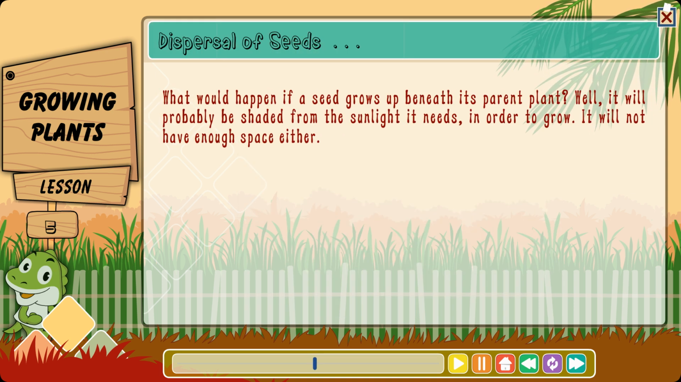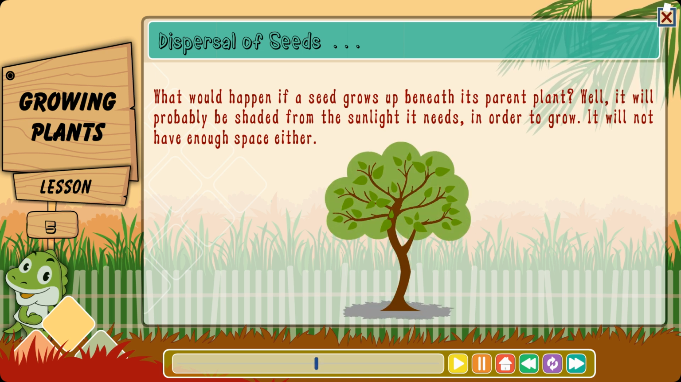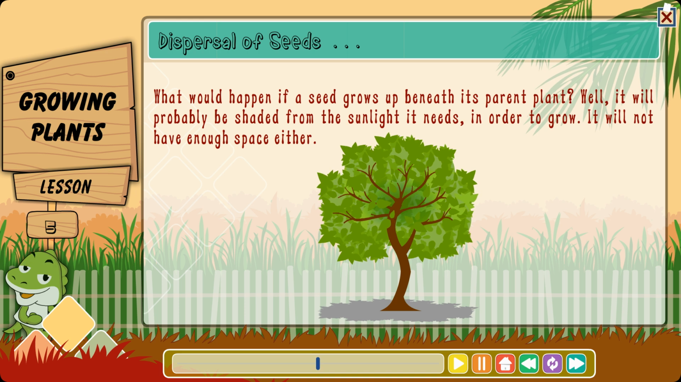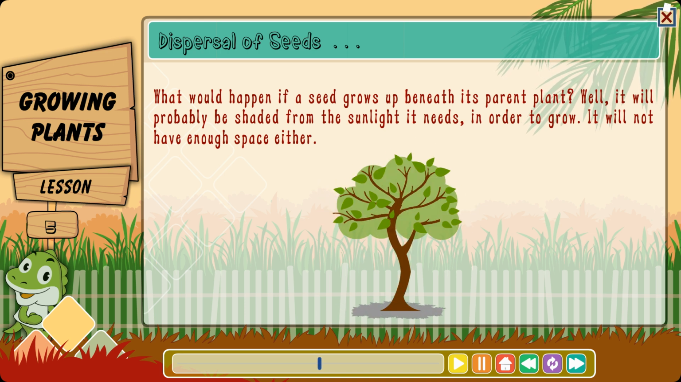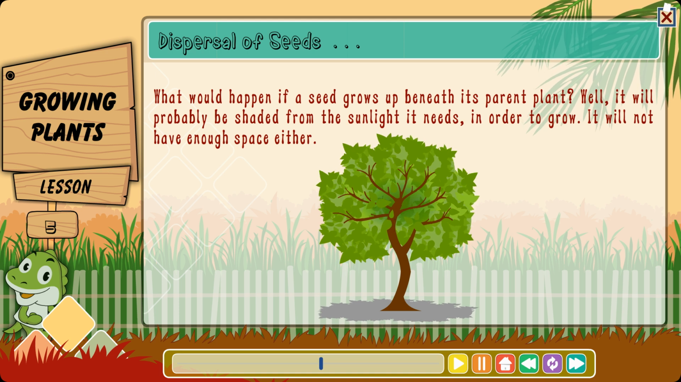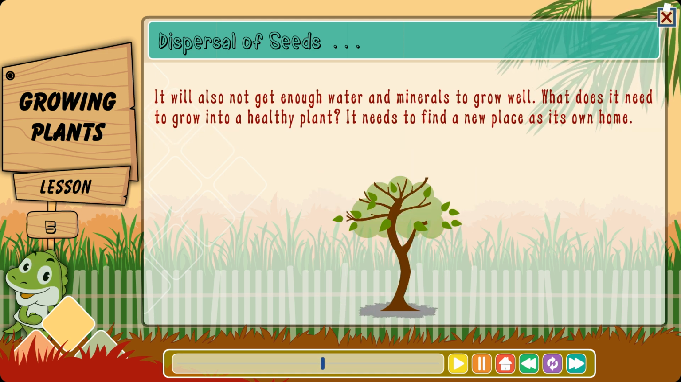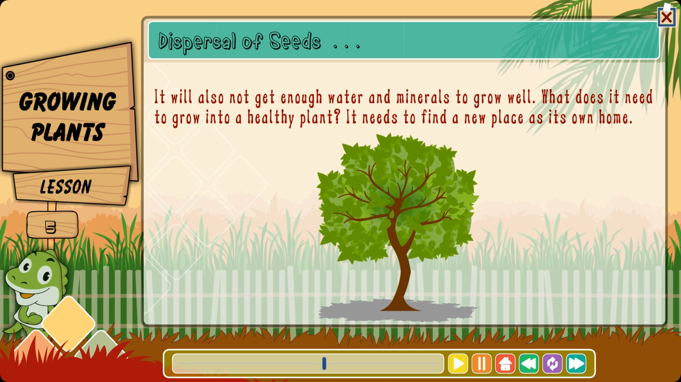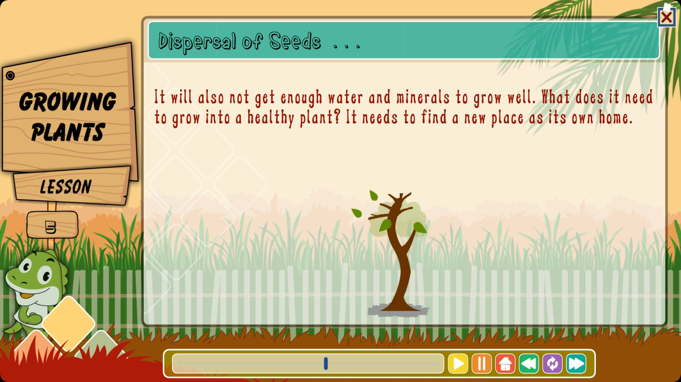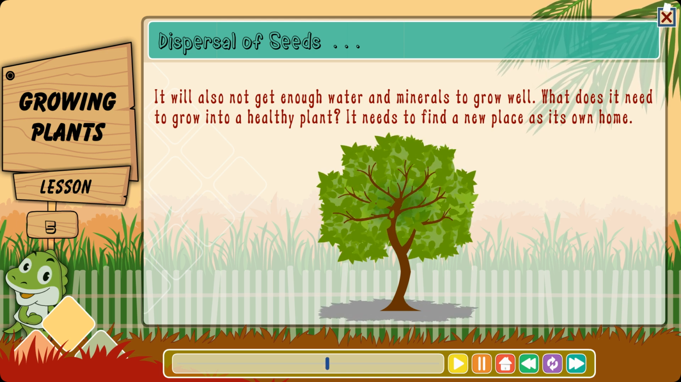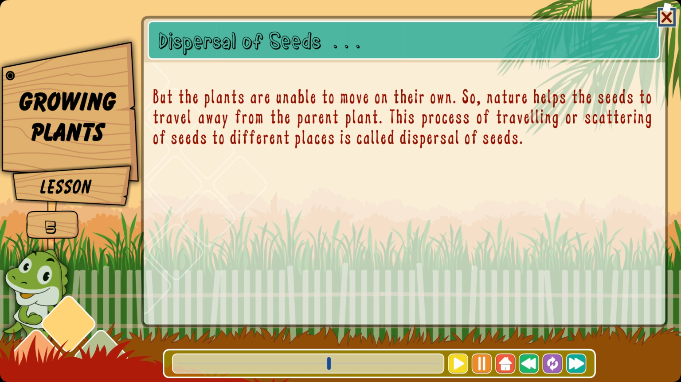Dispersal of seeds. What would happen if a seed grows up beneath its parent plant? Well, it will probably be shaded from the sunlight it needs in order to grow. It will not have enough space either. It will also not get enough water and minerals to grow well. What does it need to grow into a healthy plant? It needs to find a new place as its own home. But the plants are unable to move on their own. So, nature helps the seeds to travel away from the parent plant. This process of traveling or scattering of seeds to different places is called dispersal of seeds.